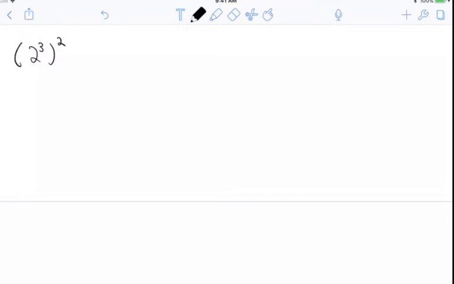Okay, so how do you interpret that? Well, at first it's really weird, but if you think about it in terms of function notation, in terms of operations, this makes a lot of sense. What we're saying is, take this thing in the parentheses and multiply it by itself twice. 2 to the 3 times 2 to the 3. I know how to do that.